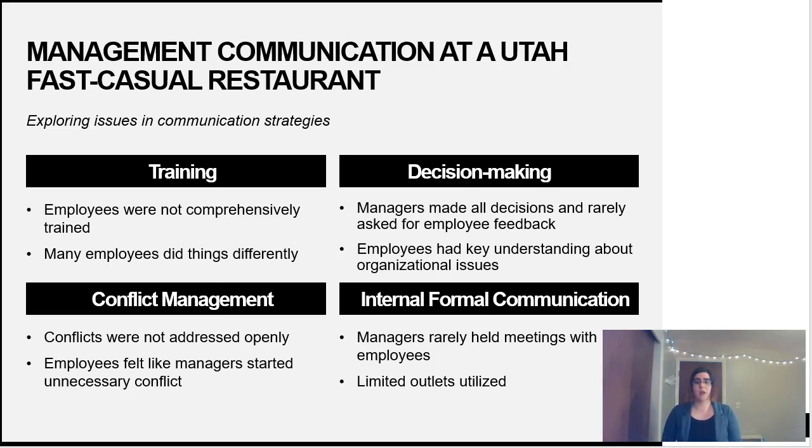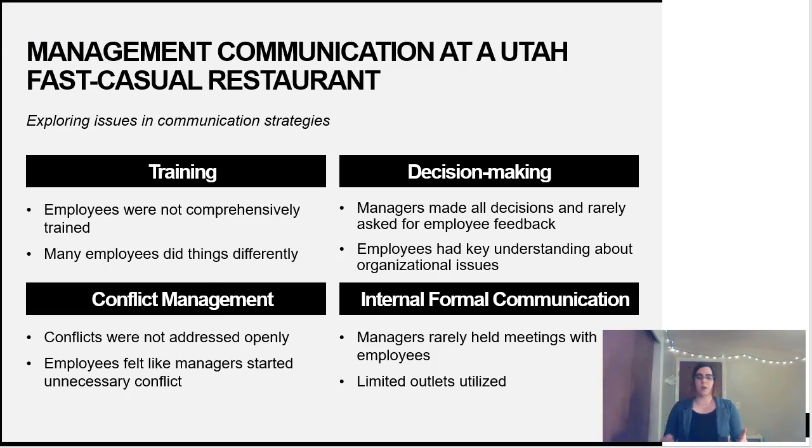And then secondly, some employees felt like managers themselves were starting conflict with other employees. And so that is definitely a difficult situation to be in. And when it comes to considering how managers are using their power in terms of how they shape the organizational culture through their communication with their employees and other managers, definitely not something that's going to help the organization work very efficiently. And then lastly, formal internal communication.